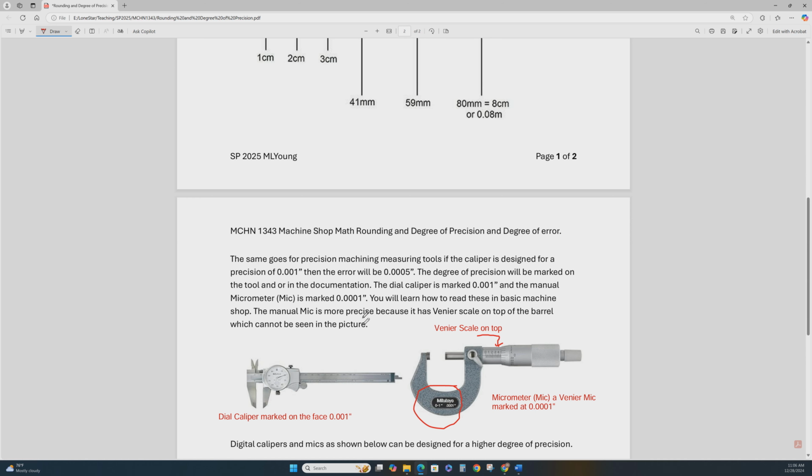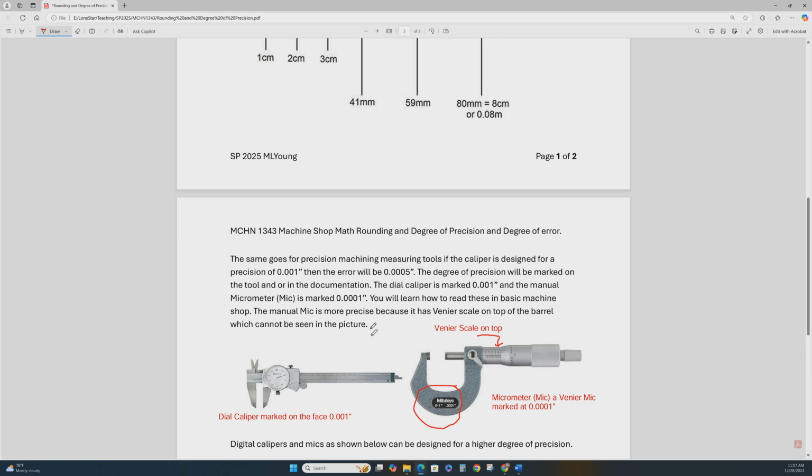The manual mic is more precise because it has a vernier scale. The vernier scale is named after a French mathematician by the name of Vernier, back in the ancient days of yore. When England and France were fighting, they didn't call the vernier scale a vernier scale. They called it a nonius because they didn't want to pay homage to the French. Bunch of silly people in Europe. No, humans haven't changed.